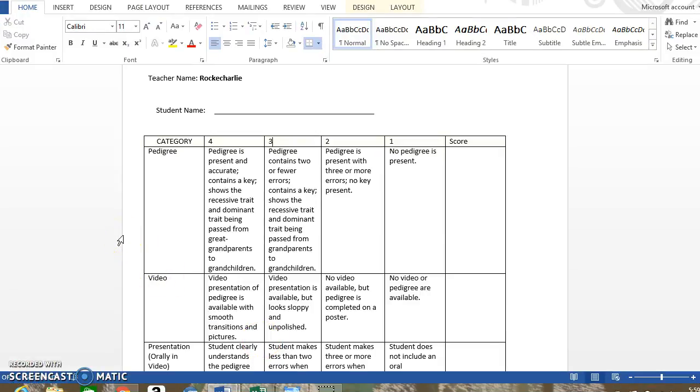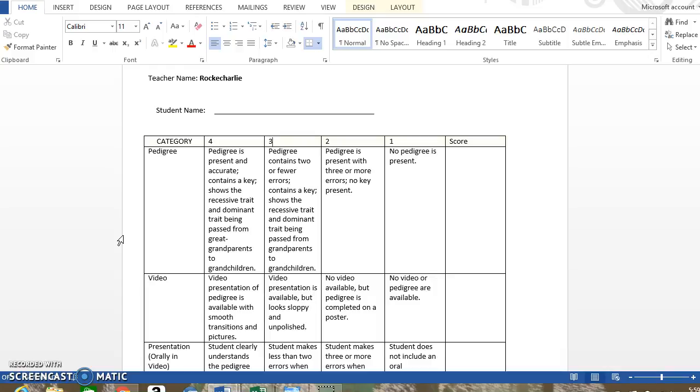When my students had created their pedigrees, they were asked to look at this particular rubric. So whether or not they had a key present for their pedigree, if they could show that the recessive and dominant traits were being passed down, if there were any errors or not, even their presentation, if they could clearly understand, if they had smooth transitions and pictures. And so they were encouraged to look at this and do a self-check.